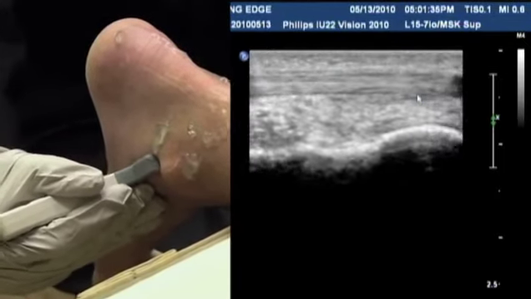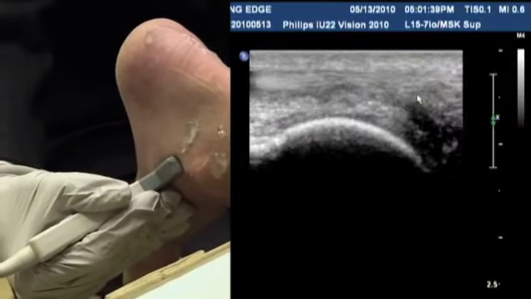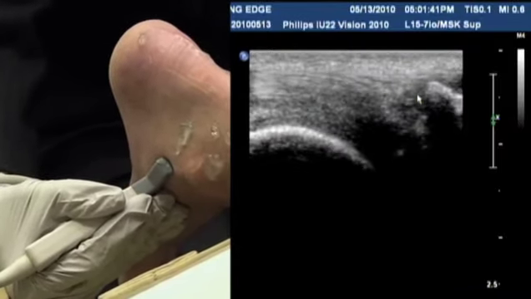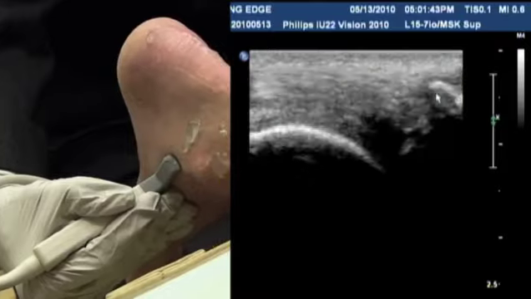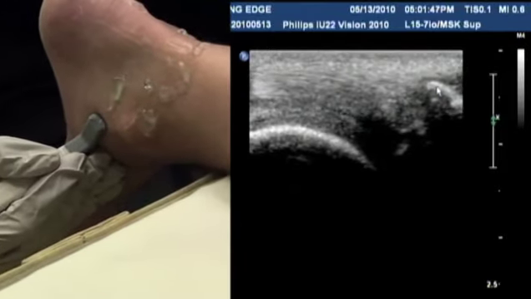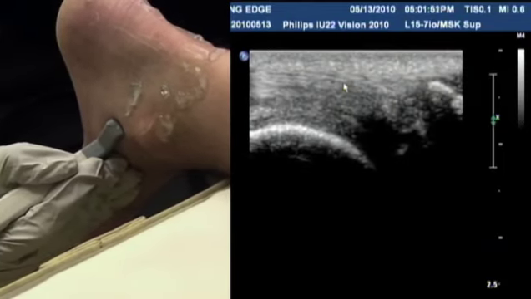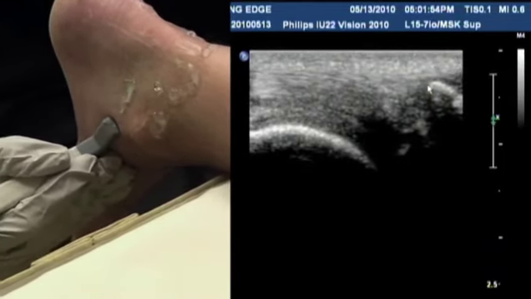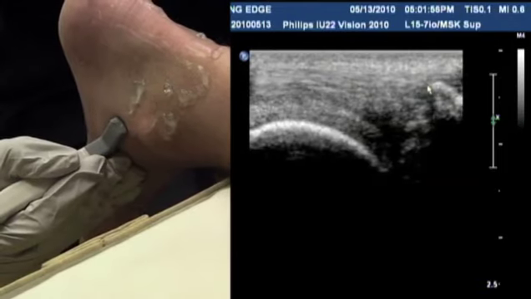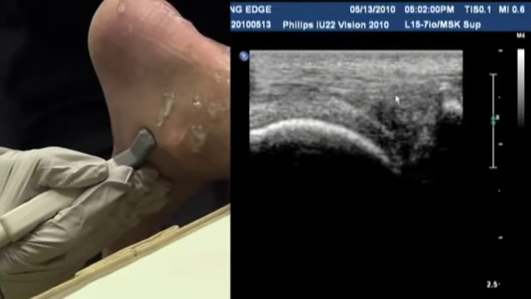As you move down, you can see it's going to go and insert onto the navicular. And there's the navicular coming in on the right side of your screen, which is the bone that looks calcified, obviously. And then there's the insertion from the posterior tibial tendon onto the navicular. These fibers, because they're spread out from the insertion point, it's normal for them to appear spread out.